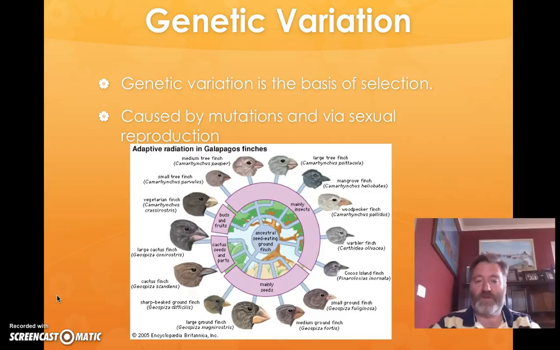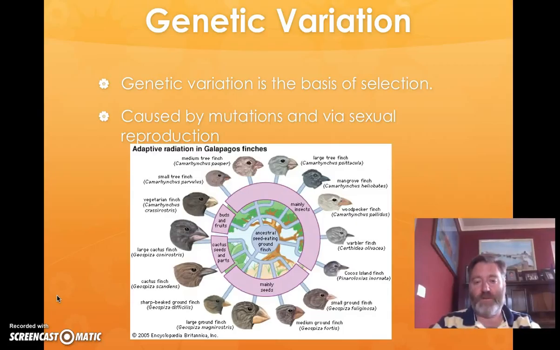So this whole process needs variation, and those variations arise because of mutation, which we looked at in the last podcast, and via sexual reproduction, that ability to mix alleles from two parent types who bring different alleles with them, and the next generation slightly change.